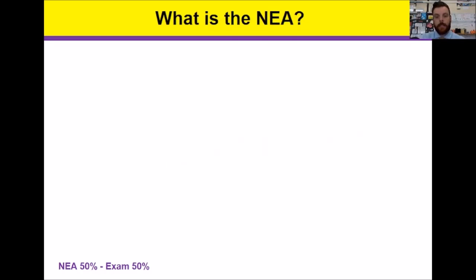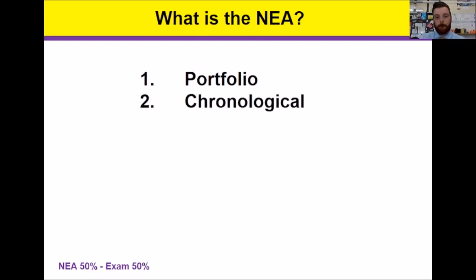So first of all, what is the NEA? The NEA is a large design portfolio. It's completed in chronological order. This means that you'll complete the portfolio live through the explore and research stage, then into the design and develop, then you'll prototype your idea, and then you'll evaluate it. The NEA is based around contexts given by the exam board. You need to take one of these contexts and then narrow it down into a more specific, focused area.